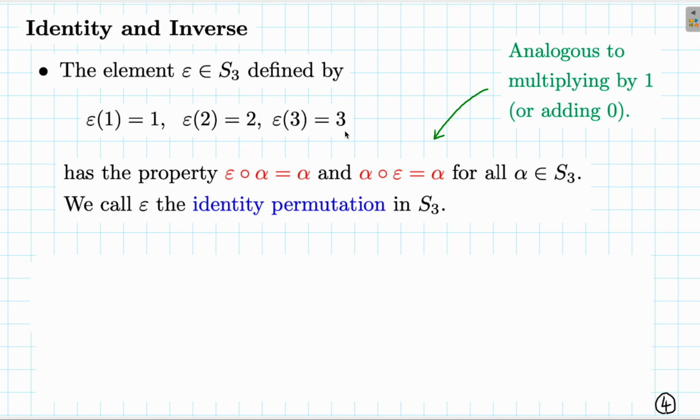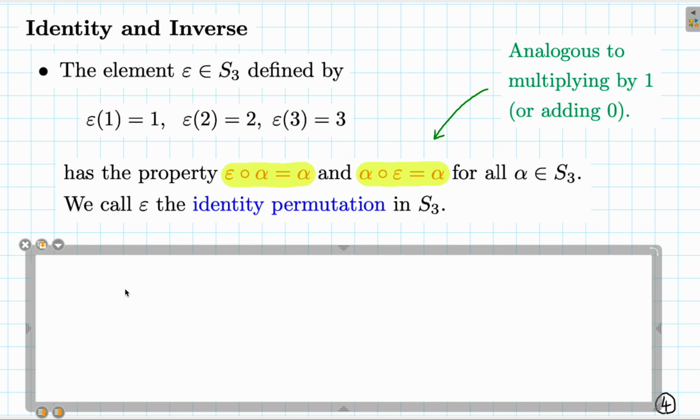It has the following property: epsilon composed with alpha is alpha. It keeps alpha unchanged. And the other way too, alpha composed with epsilon is also alpha. It keeps alpha unchanged for all alpha in S3. This is very much analogous to, if you're using numbers, multiplying by 1, or if you're adding 0. And perhaps not surprisingly, we'll call epsilon the identity permutation in S3.